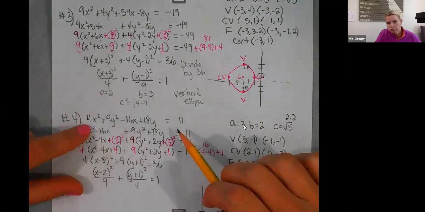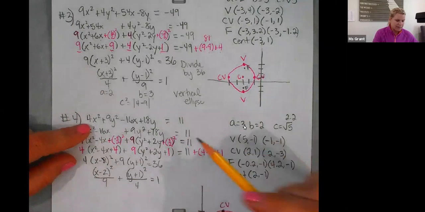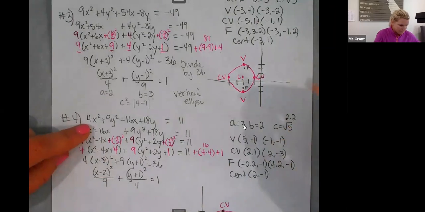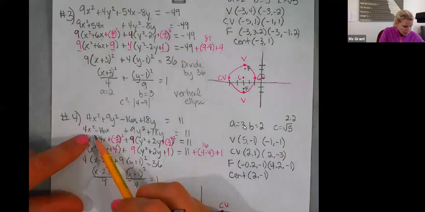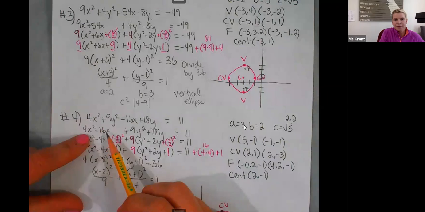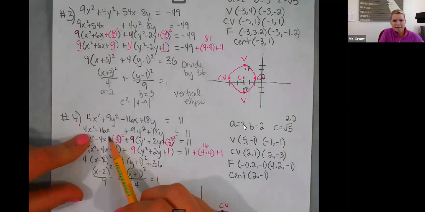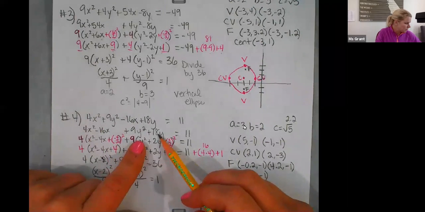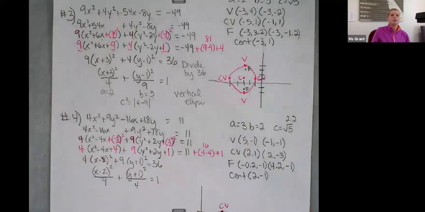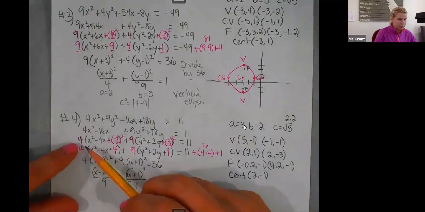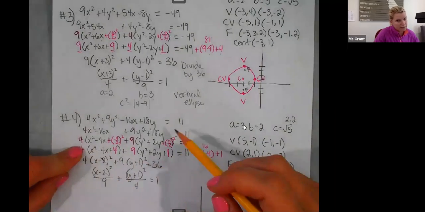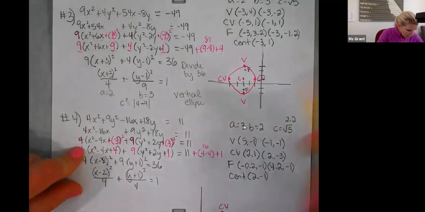Long equation. I put the 11 on the other side. Okay. Put the x's together. 4x squared minus 16x. And then 9y squared plus 18y. So I'm going to factor out a 4. I put it in pink because obviously we're going to add it to the other side.